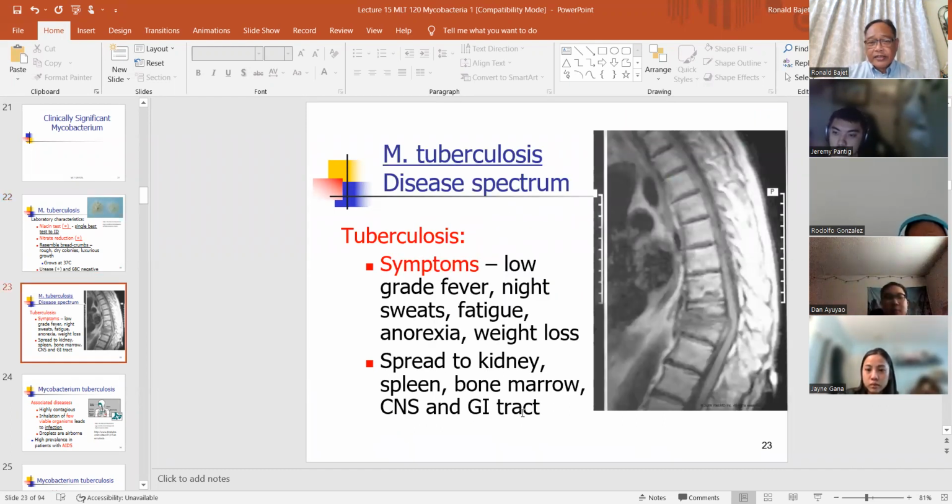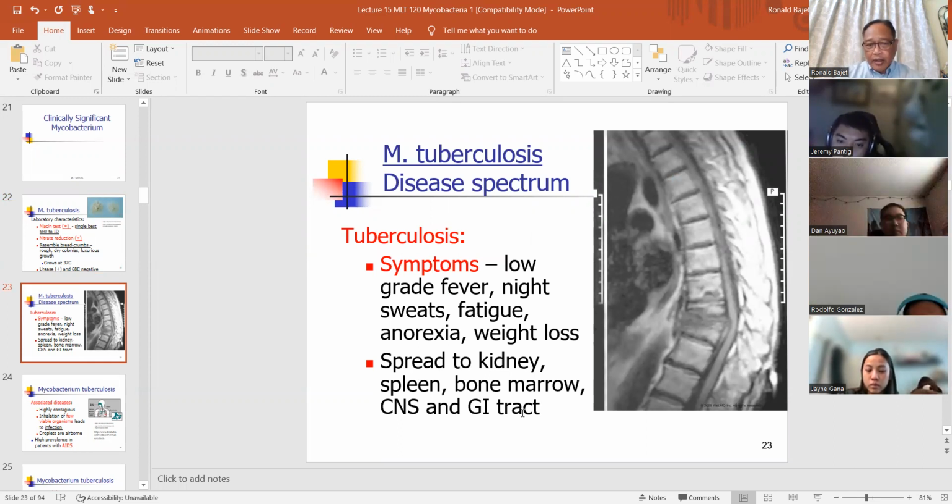Tuberculosis, symptoms of this disease are low-grade fever, night sweats, fatigue, anorexia, weight loss. It spreads to the kidneys, spleen, bone marrow, central nervous system, and the GI tract. So those are usually the symptoms that they ask you about when they're looking for exposure. You know, have you lost unexpected weight? Do you experience night sweats, fatigue, anorexia, and weight loss? So those are typical questions that they would ask on a survey for tuberculosis.